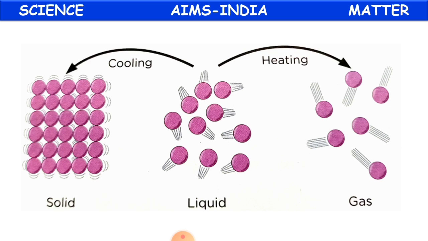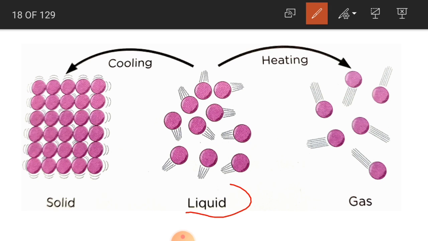Children, see here. This picture shows what happens when a liquid is cooled and when a liquid is heated. We have learned that when the liquid is cooled, it becomes a solid. The molecules rearrange themselves because they have slowed down; their activity is very slow, and they rearrange to form a solid state.